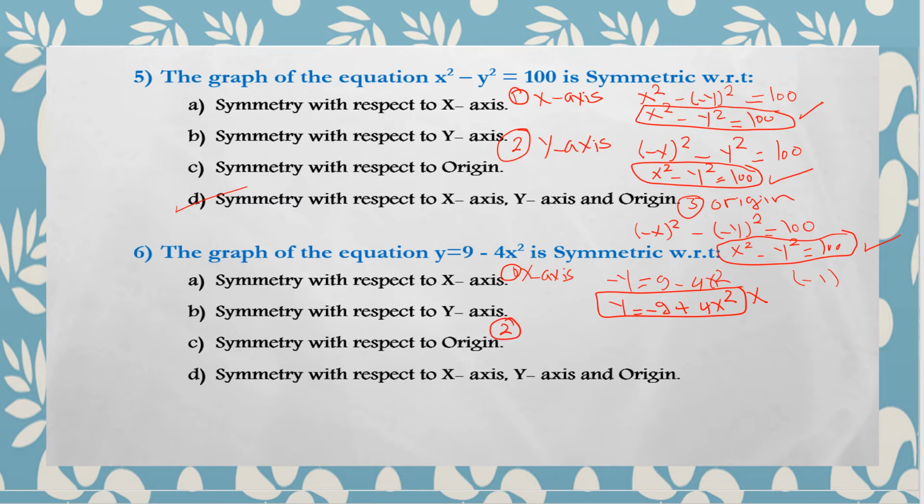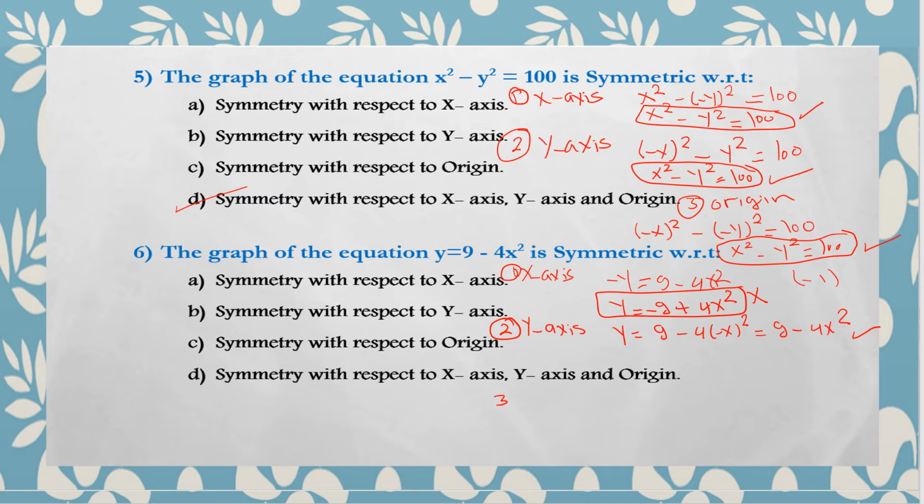The second one is for the y-axis, and these by replacing the value of x with negative x. So y equals 9 minus 4 times negative x squared, which equals 9 minus 4x squared, and this is equivalent to the original equation. So this equation is symmetric with respect to the y-axis.